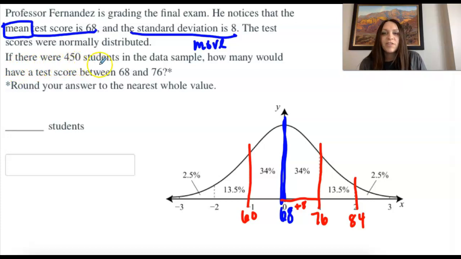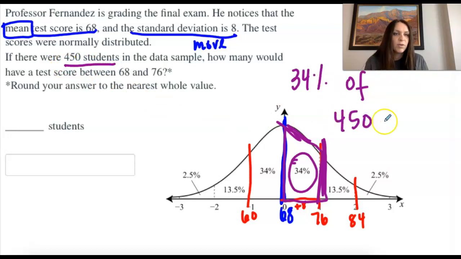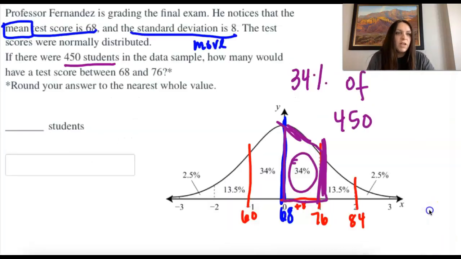If there are 450 students in the data sample, how many would have a test score between 68 and 76? Oh, so just this section. So that's 34%. And then I need to look at my total. My total is 450 students. So 34% of 450 is 153. So that's what you would type in. 153.